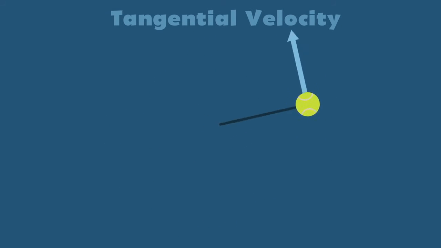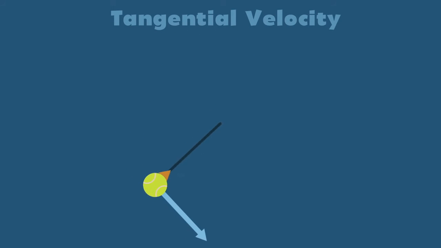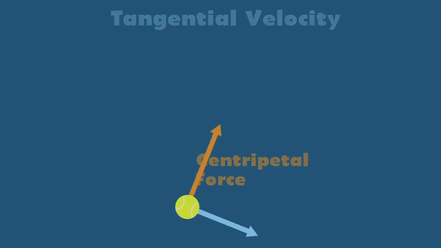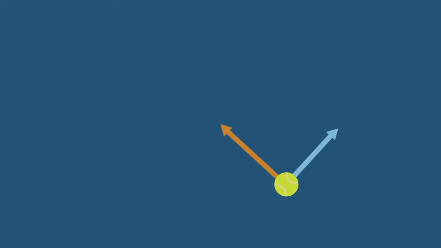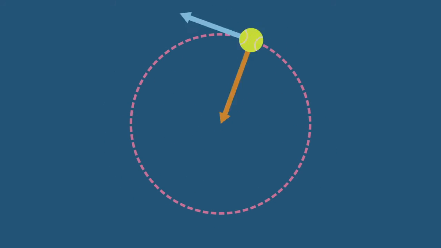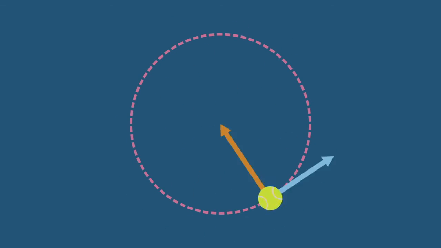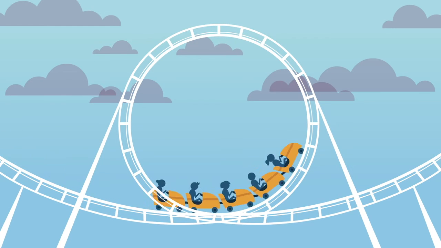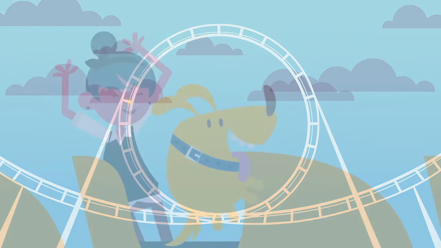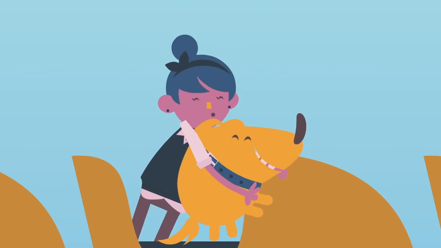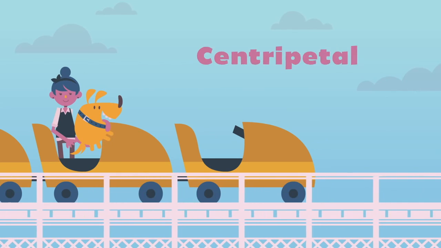This means the ball is accelerating, and the reason it's accelerating is due to the centripetal force. The centripetal force acting on the ball is constantly directing the ball towards the center of the circle, your hand. This, combined with the ball's velocity, keeps the ball swinging in a circle. The same centripetal force that keeps the tennis ball swinging in a circle also keeps roller coasters on the track as they go through a loop-de-loop. So the next time you're having a blast on a roller coaster, you can thank the centripetal force.